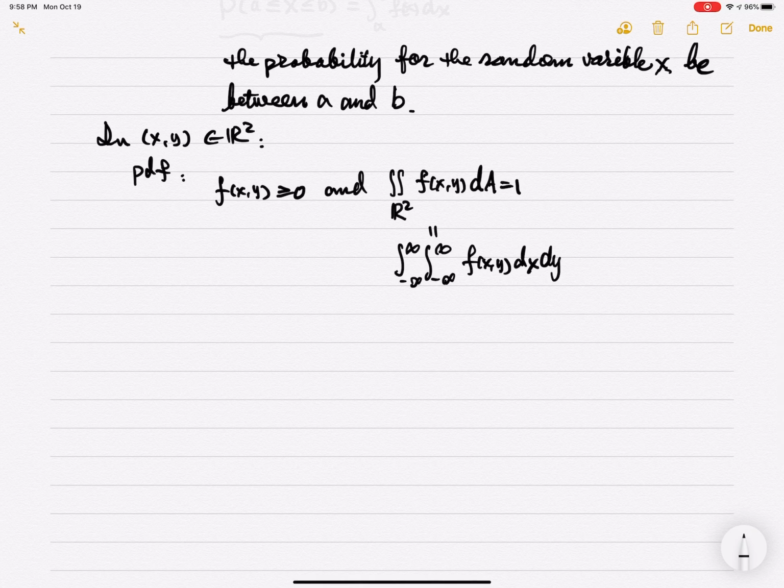Now, when we have this PDF, we have this formula for the probability of the random variables X, Y, capital X and capital Y, inside a planar region D: it is the double integral of f(x,y) dA over D. You form a pair of random variables, and each value is a point in the planar region. Now let's look at one example.